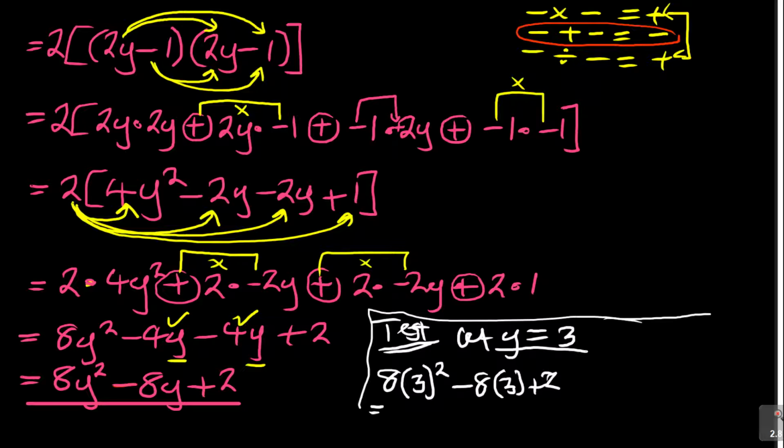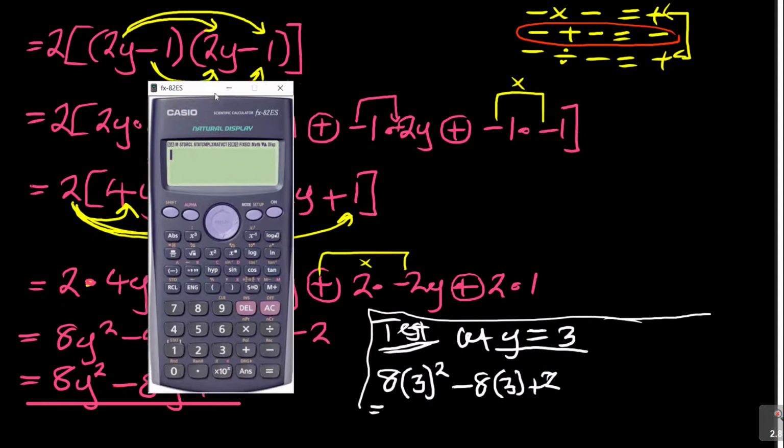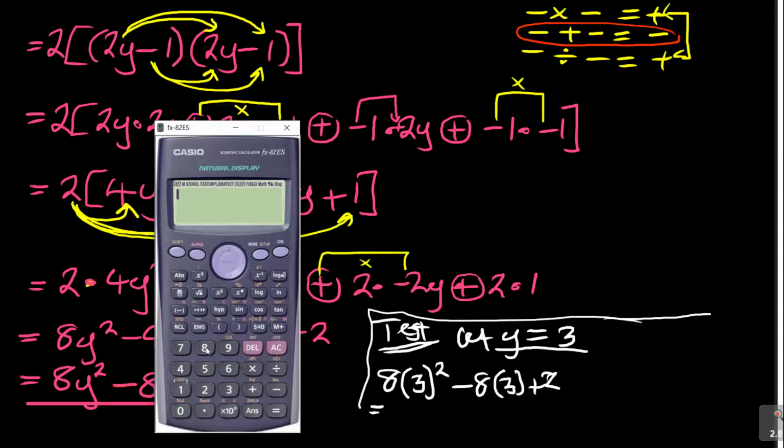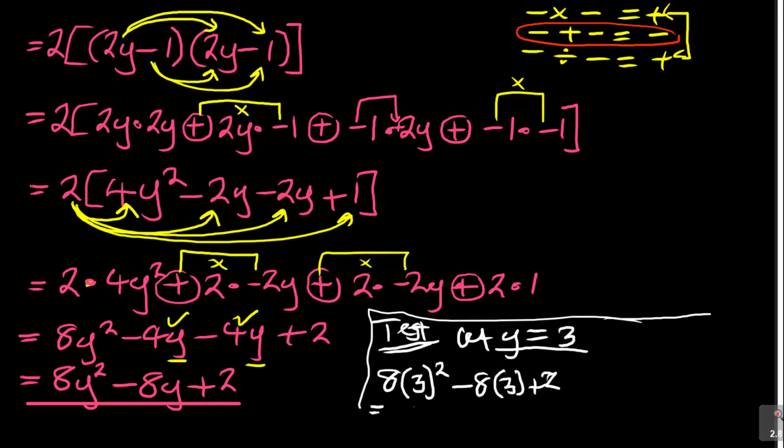Then rely on the calculator now. Avoid trying to work it out, because this is testing. This is not the actual working. You mustn't show us this, hence I used a different color. Look, 8 bracket 3 squared minus 8 bracket 3 plus 2. Equal to. Look at the answer I got. I got 50 here.